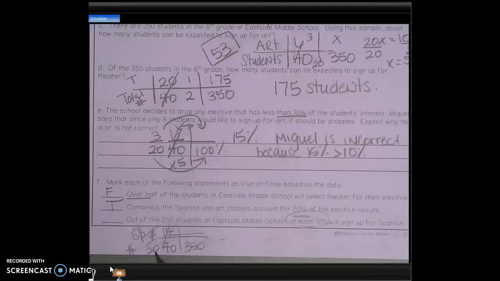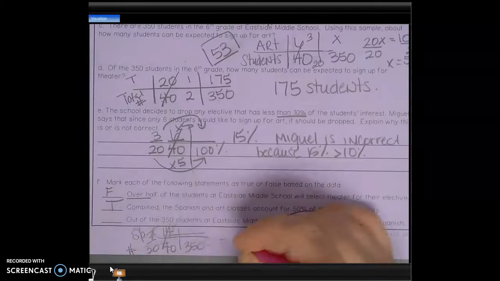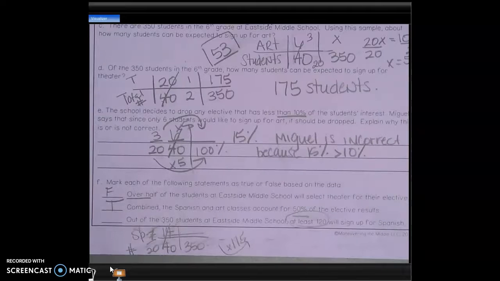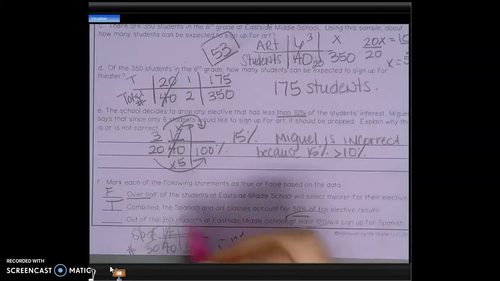So I know that 20 times 17.5 is going to give me 350. So I'm going to do the same thing at the top. 17.5 times 7 is going to give me 122.5.